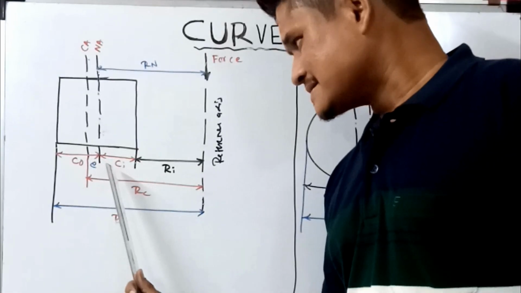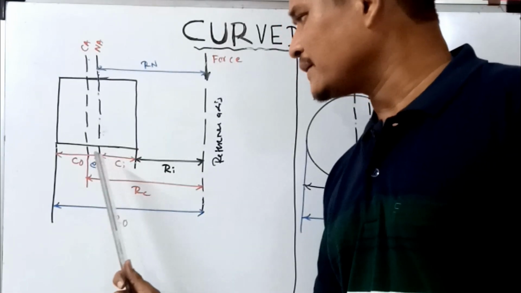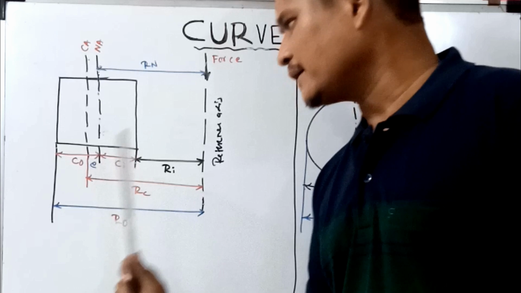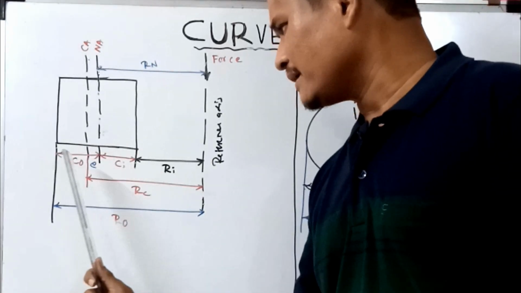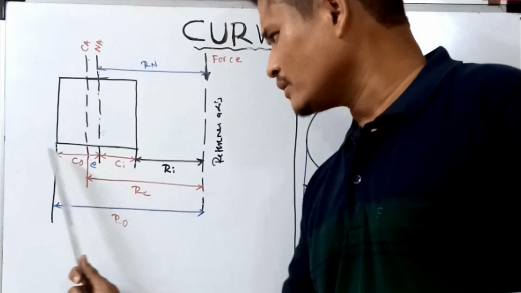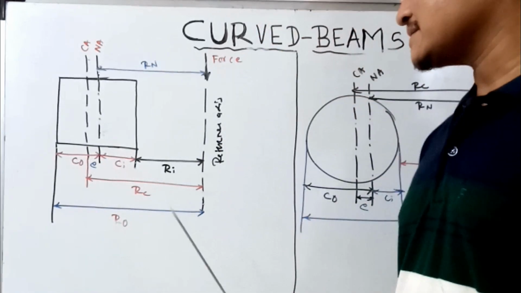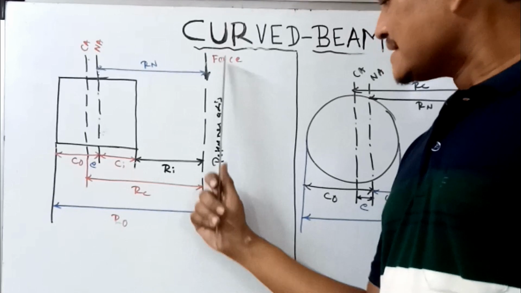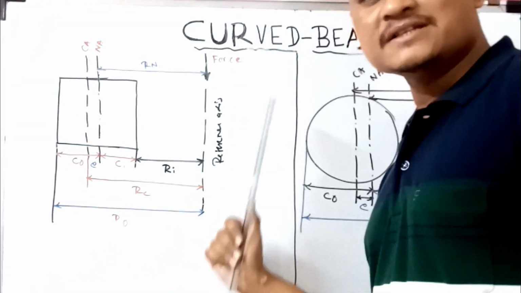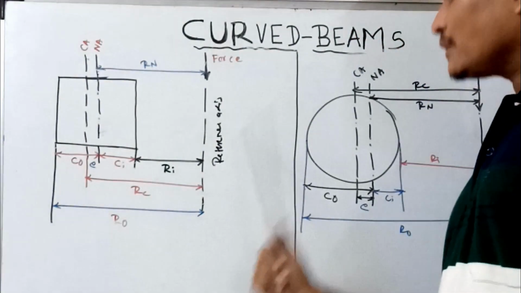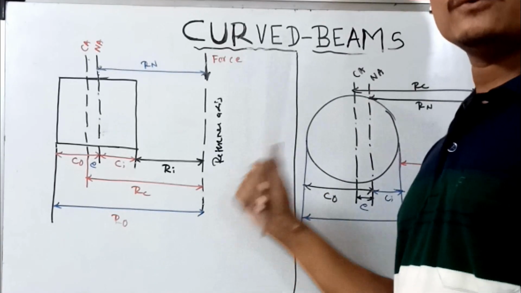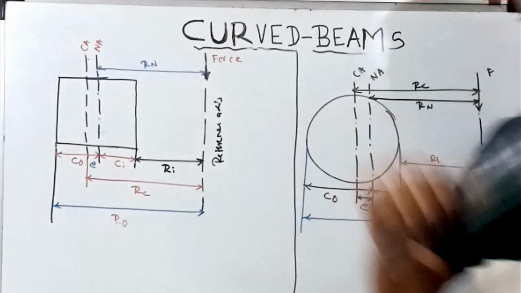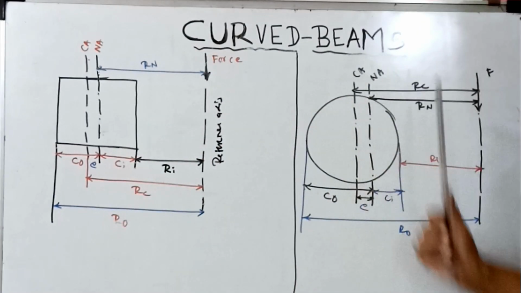Let Ci be the distance of the inner fiber with respect to the neutral axis, and Co be the distance of the outer fiber with respect to the neutral axis. These dimensions have been taken with respect to the reference axis, and the reference axis is the line of action of your force. Coming to the next cross section, I'll take the circular cross section.